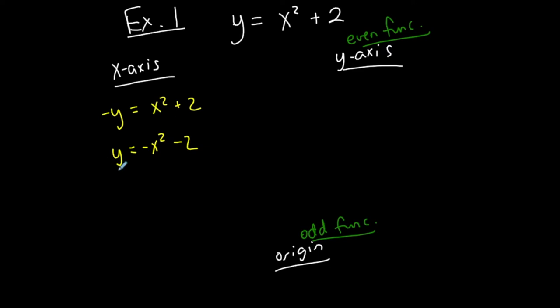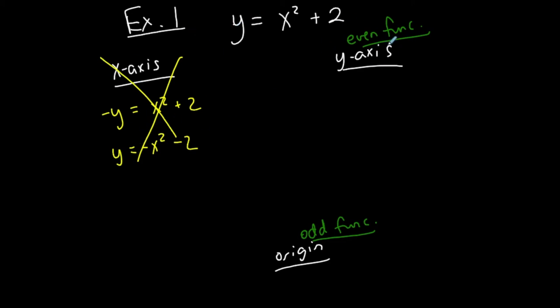Notice that after I simplified it, this does not match this, right? This does not match this at all, which means that it is not symmetric to the x-axis. Once I replace y with negative y and simplify, if I don't get what I had to begin with, it is not symmetric to the x-axis, which is what I expected because it is a function. So it's not symmetric to the x-axis for this graph.